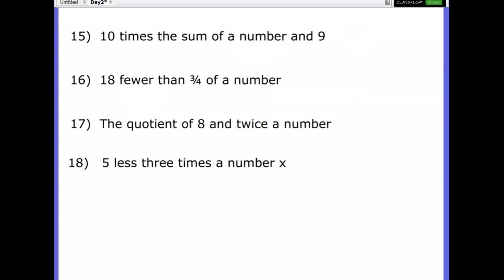10 times the sum of a number and 9. So the sum of a number, the number is x, and 9, that's our sum. But since it's 10 times it, we've got to be careful to put that in parentheses, because we're multiplying it by the sum of both of those numbers. So be careful where you put your parentheses.